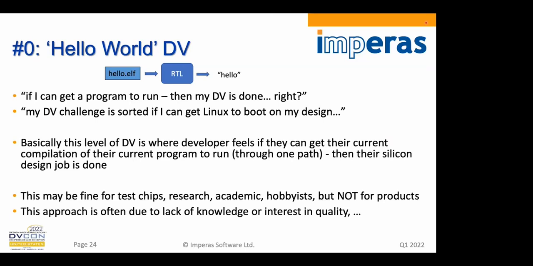It really is just one path through the design. If you can get a program to run, that's fantastic. If you can get Linux to run on your core, that is a tremendous milestone. Don't get that wrong, but it's not DV. It's one program, one path thread. So this might be absolutely fine for test chips, for research and academic, for hobbies. It's fantastic if you can get something to run, but it's not for a commercial product. If you want to build commercial products, the Hello World approach is not a DV approach.